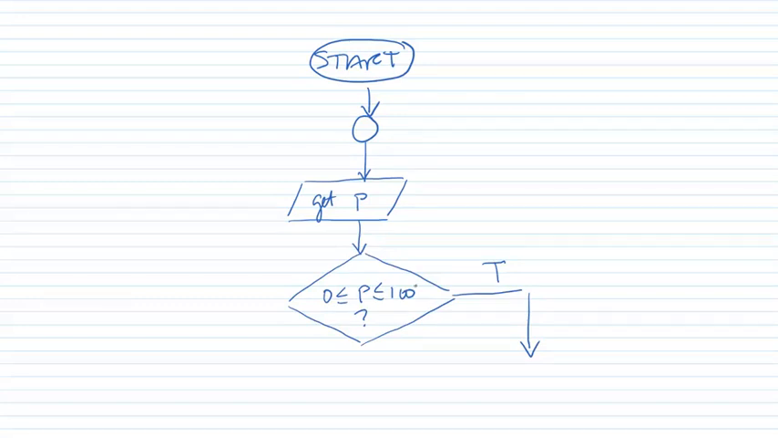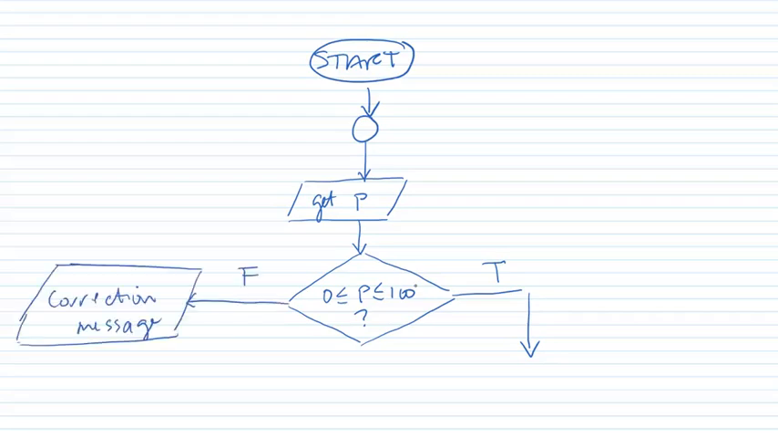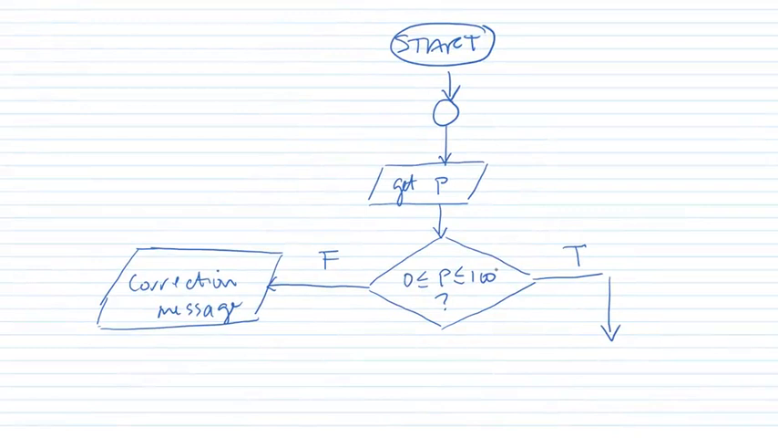However, if this is false, if they enter something less than 0 or greater than 100, we want to first provide them a correction message, and then we're going to loop back to the initial do loop. So this is input validation for this. We start, enter into the do loop, we get P, we check to make sure that P is in the valid range. If that's true, then we move along and we might do some sort of calculation or whatever. If it's false, we give them a correction message saying your percentage is out of range, and then it just goes back and asks them again.